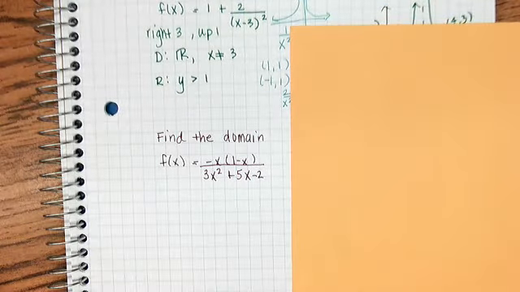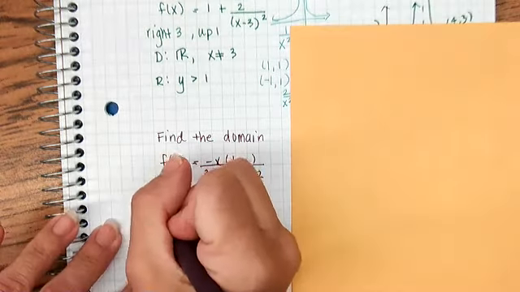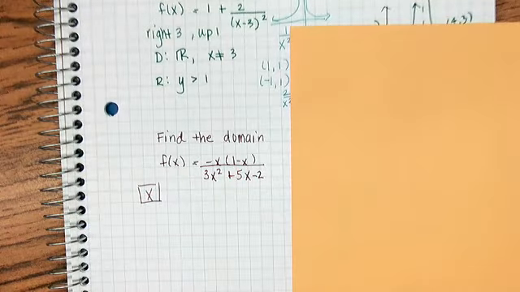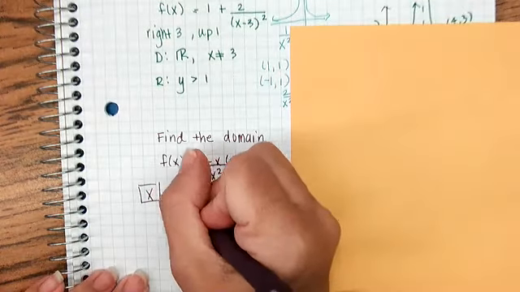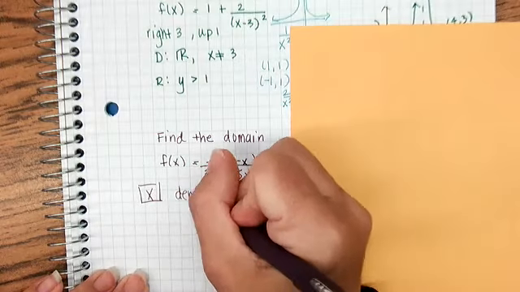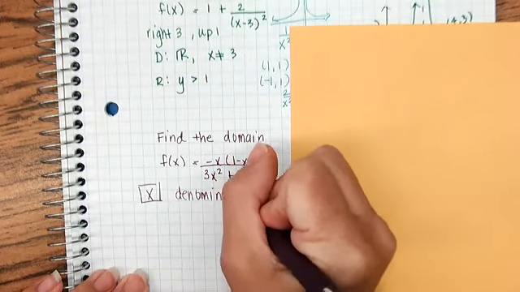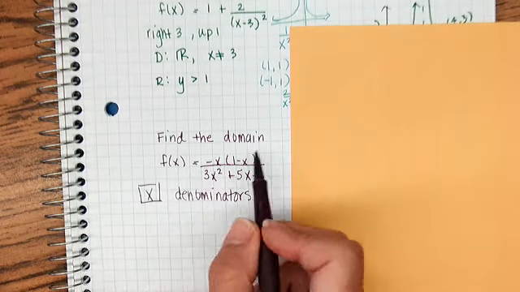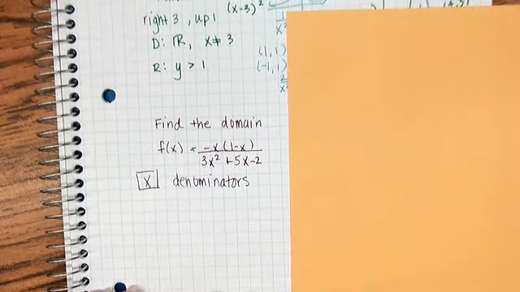Find the domain. Domain is all about X, and in a rational function, it's all about the denominator. Denominators, logs' arguments, and in roots, the radicand. Arguments, radicands, denominators all cause problems. I don't care about the numerator. I do not care about the numerator. I only care about the denominator.